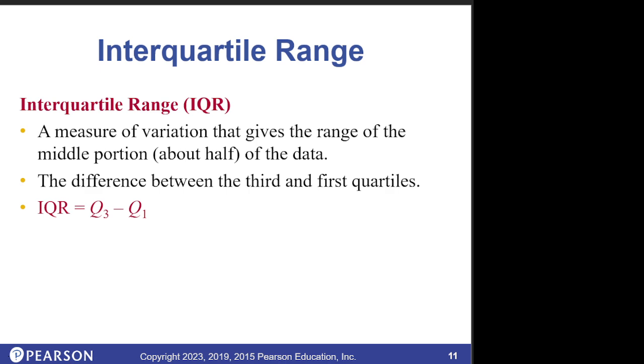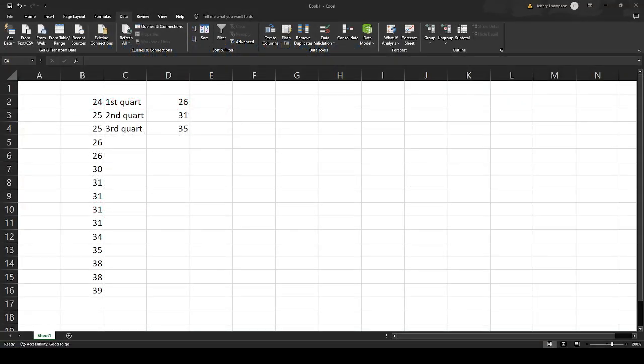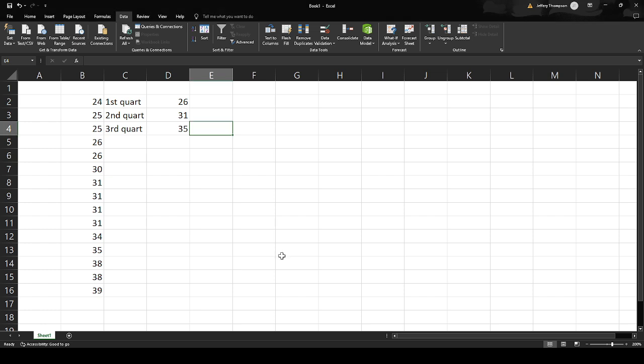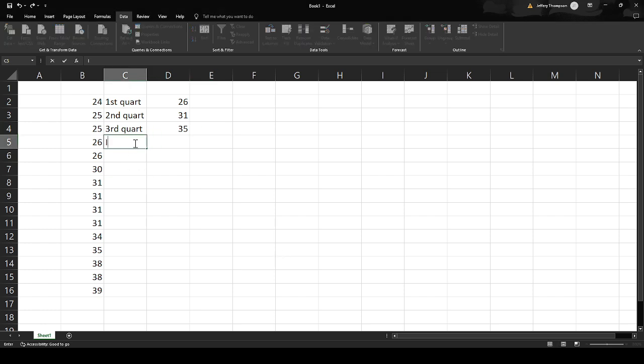Because we've set this up in Excel, I can take my interquartile range here, and I'm going to call it my IQR, and that is going to be equal to our third quartile, so that's cell D4, minus our first quartile, D2. And that tells us that 50% of the data spreads out over 9 gallons difference.